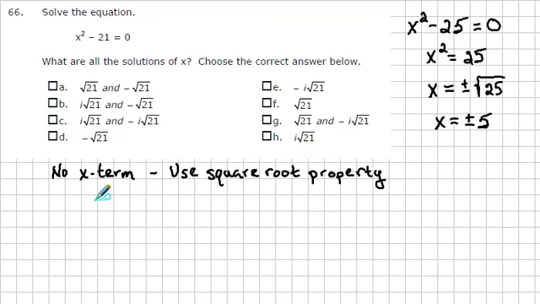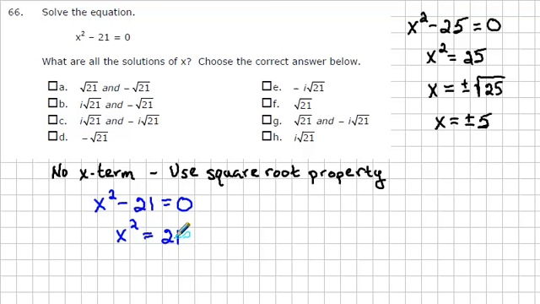We have x squared minus 21 is equal to 0. So to get started, we'll isolate the x squared term by adding 21 to both sides. That gives us x squared is equal to 21. So what we're doing is we're trying to think, what are the numbers that you can square to get 21?